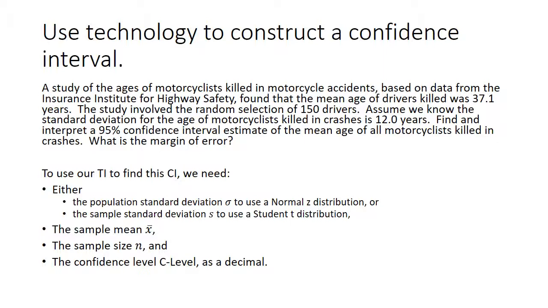Oh, and we know we can because look at how huge that sample is, 150 drivers, n is big enough. So yes, we can do stuff. We need the sample mean. The mean age of drivers killed was 37.1 years. X bar is given in the problem. The sample size is how many people are in our study, n is 150, and we need the confidence level, which is our confidence interval value turned into a decimal. So a 95% confidence interval is a confidence level of 0.95. 95 divided by 100 is 0.95.